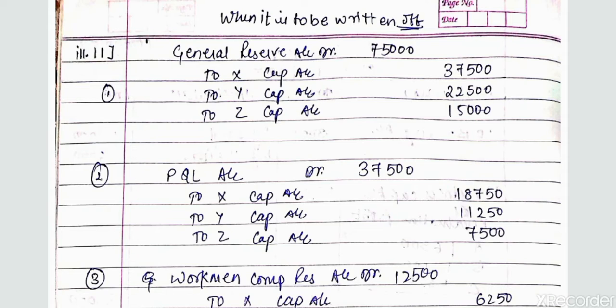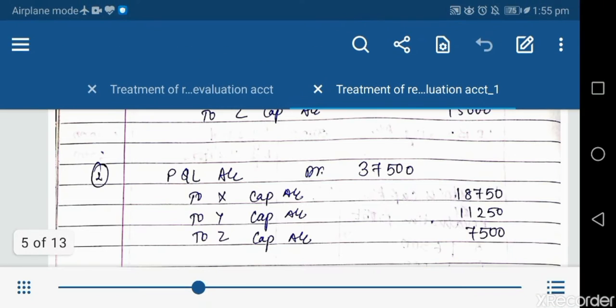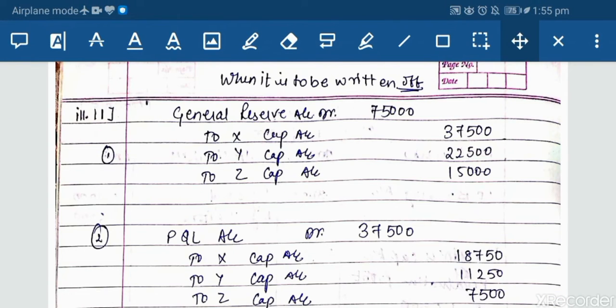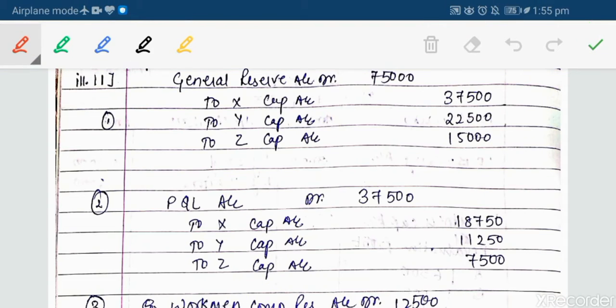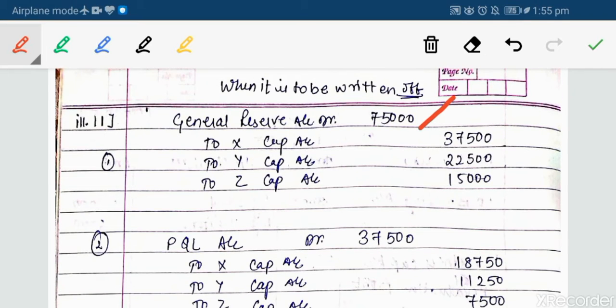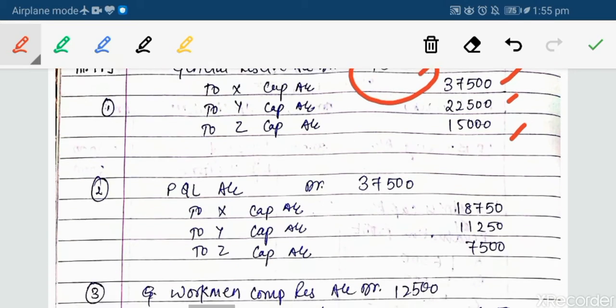I have distributed the general reserve of 75,000 among the partners in their profit sharing ratio. So I have written 75,000 to X's capital account, Y's capital account, and Z's capital account. The profit sharing ratio, we know, has been given as 5, 3 and 2. So 75,000 has been distributed in the profit sharing ratio among the partners.